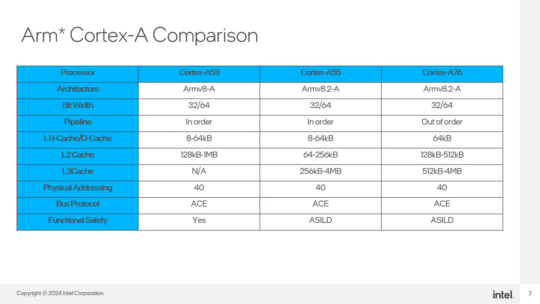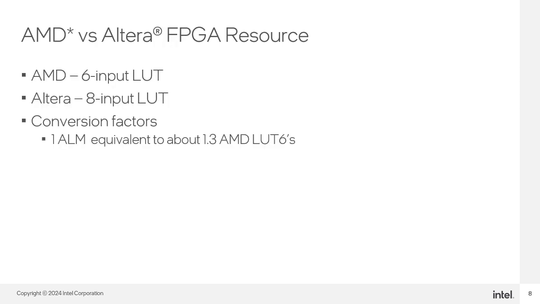And finally, here is a comparison of the various ARM cores that are found in the FPGA families with the Cortex-A53 found in the Zynq devices, and the Cortex-A55 and A76 found in the Agilex 5D series and E series devices. If you want an idea on how to convert gate usage from one vendor to another, here is a rough estimate to get you going. AMD has slices and Altera has ALMs, which means Adaptive Logic Module. A slice has one 6-input LUT, and an ALM has one 8-input LUT. Both vendors' LUTs can be configurable to accommodate different input sizes, but roughly there are about 1 ALM worth of LUTs to about 1.3 AMD 6-input LUTs.